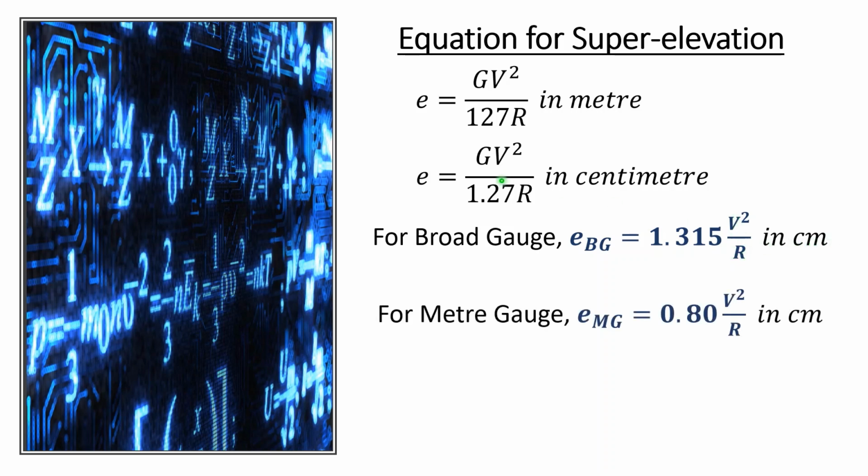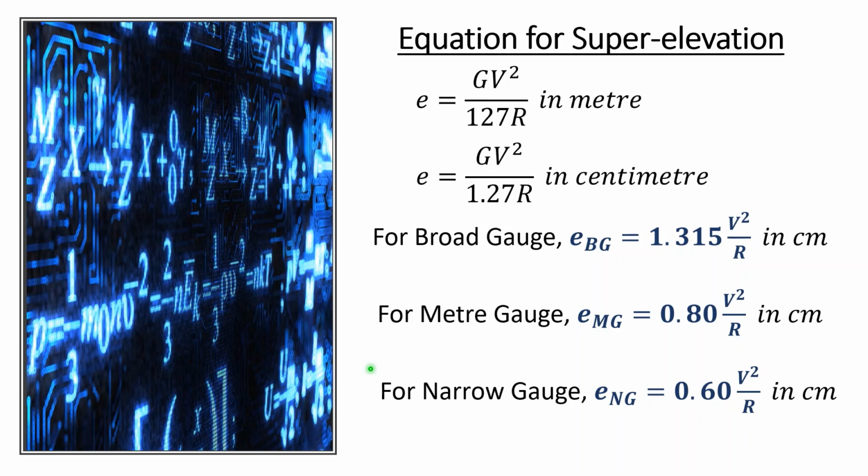Then again, if we substitute G to be 1 meter, we will get the corresponding equation for super elevation in meter gauge track. And if we substitute the gauge to be 0.762 meters, you will get the corresponding equation for super elevation for the narrow gauge track.